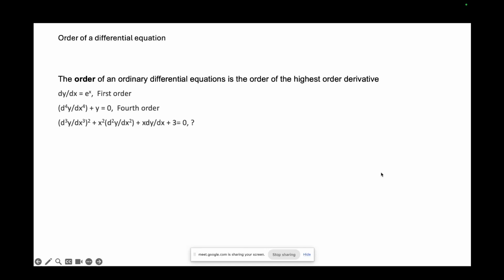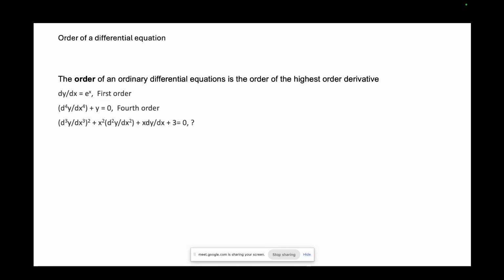So yeah, one thing to keep in mind, you see there is a square. It doesn't matter if it has a square or to the power 10 or to the power 15. What matters for the order of the equation is the highest number of times the dependent variable has been differentiated. Here the highest number of times the dependent variable has been differentiated is 3. So the order of the equation is 3 in this case.